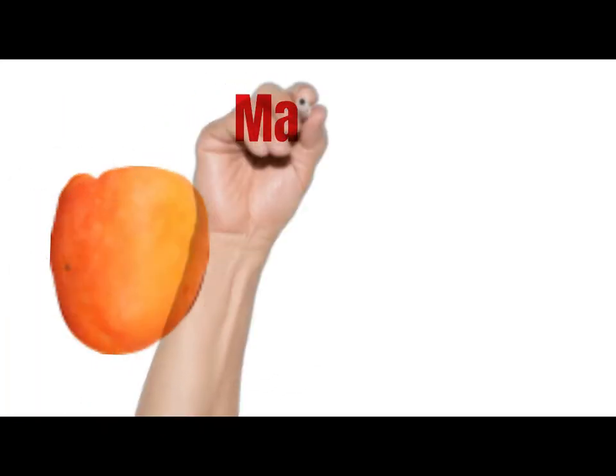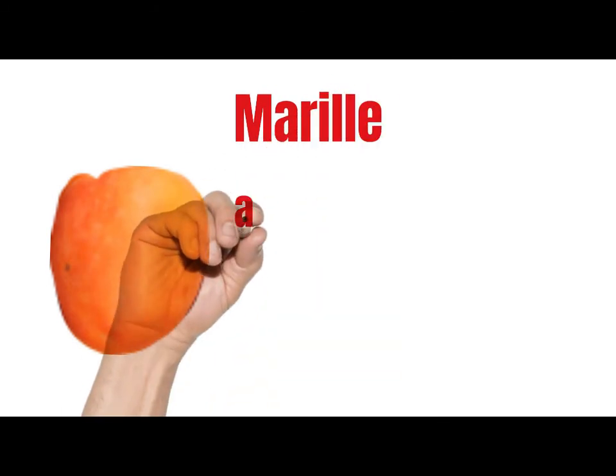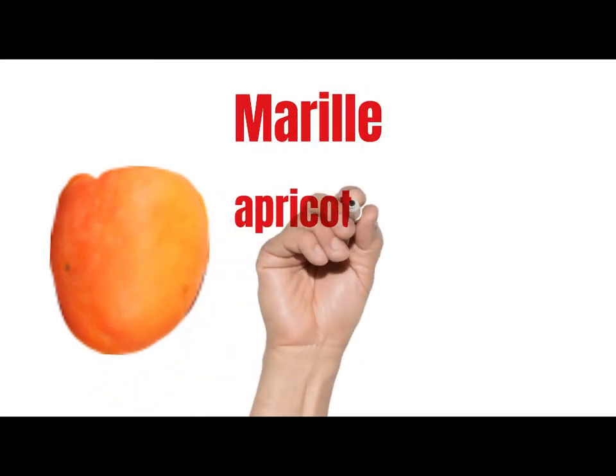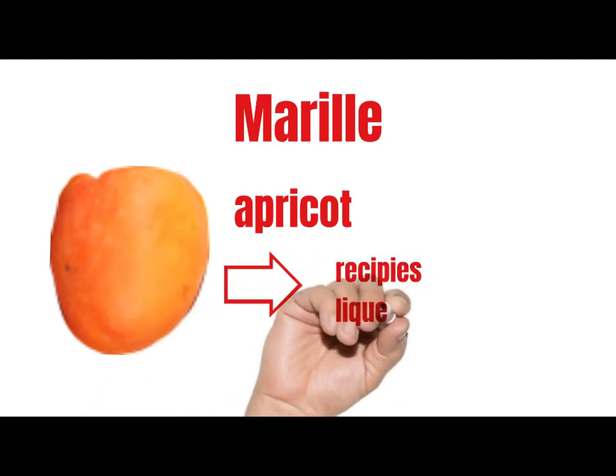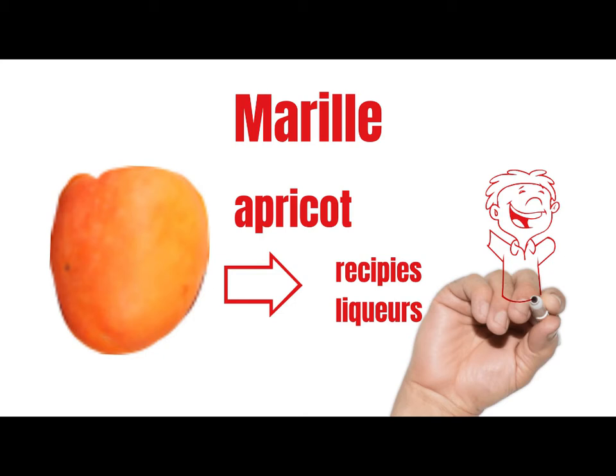The first fruit is called Marille. The word for Marille in English is apricot. In general, apricots play an important role in the Austrian culture and they are used in a lot of recipes and liquors.